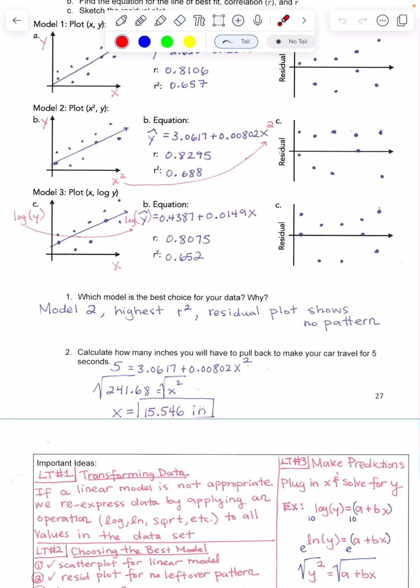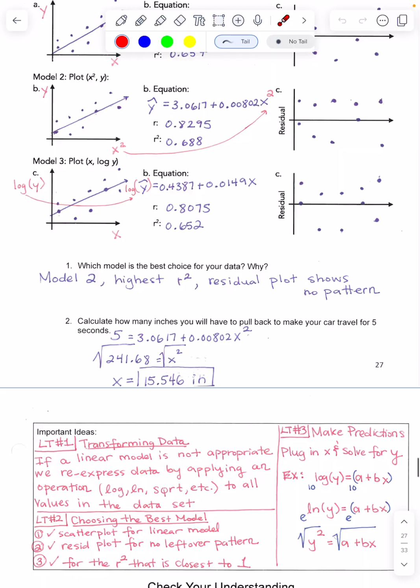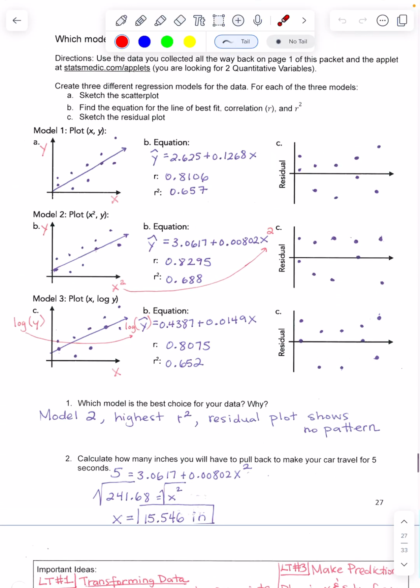Finally, it says calculate how many inches you will have to pull back your car to make your car travel 5 seconds. This is a y value, so plug that y value into the left-hand side and do some calculations. We end up having to do the inverse of the square to sort of unwrap our x, so it's not x squared, it's just x. And I got 15.546 inches. Again, yours might be quite different depending on your data. But this is the kind of thing you might be asked to do on a test.